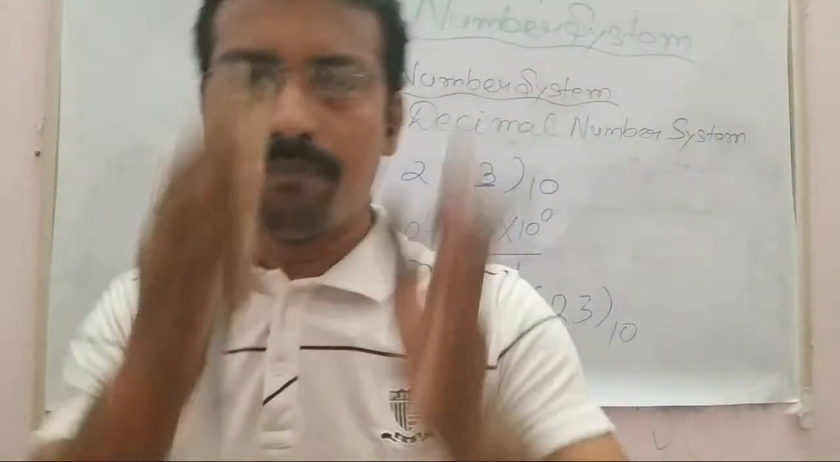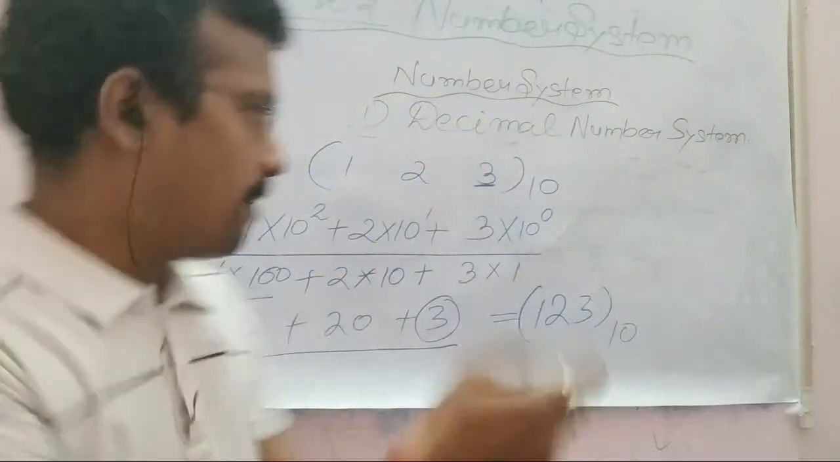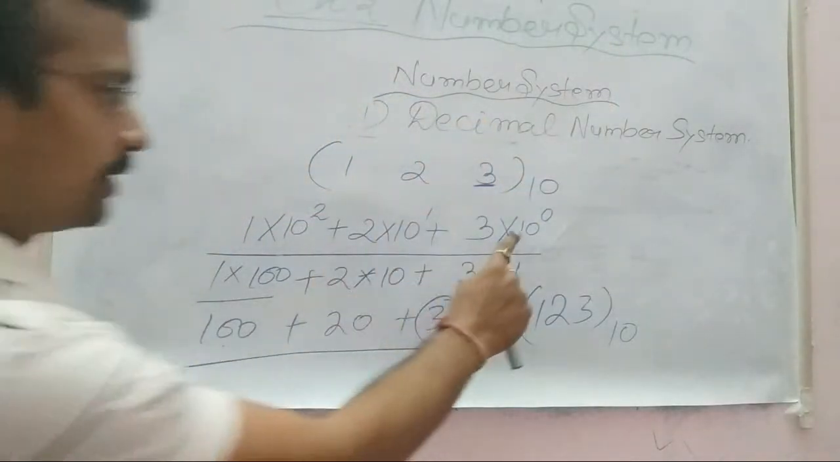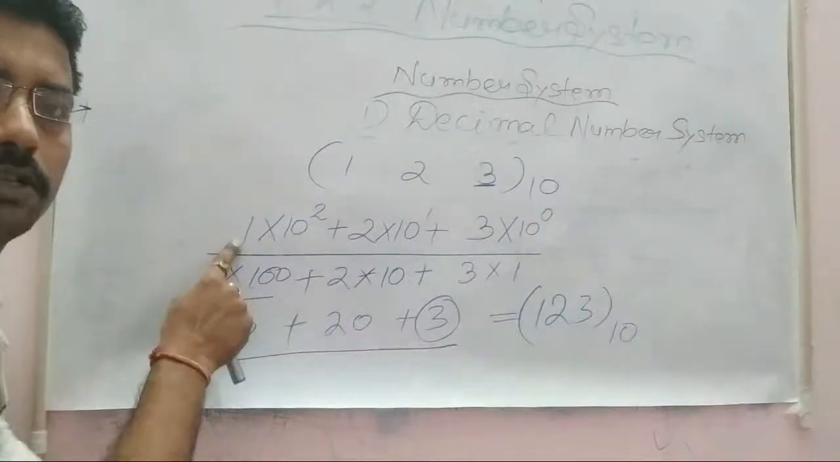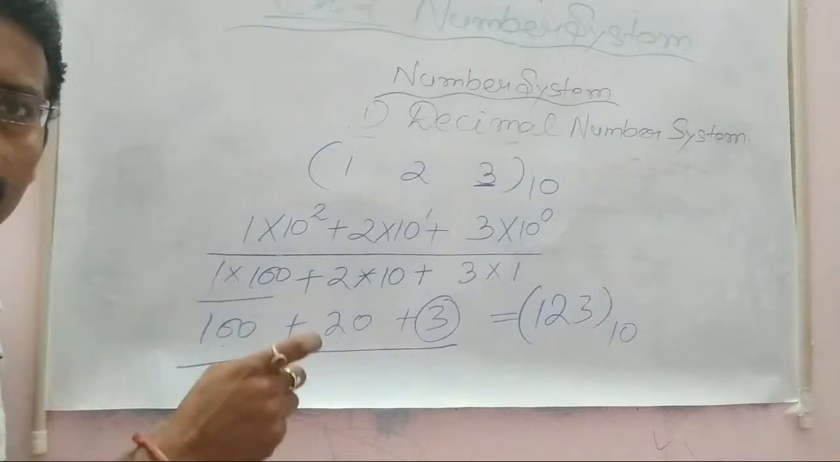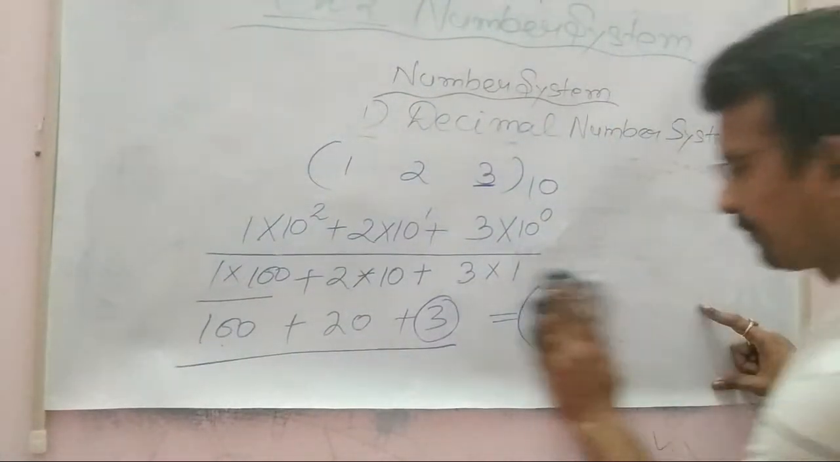Understood how to handle the base of the number system? Base of this decimal number system? This is the handling of base, or representation of this number in base format. Is it okay? One more example, I will tell you. Keep watching.